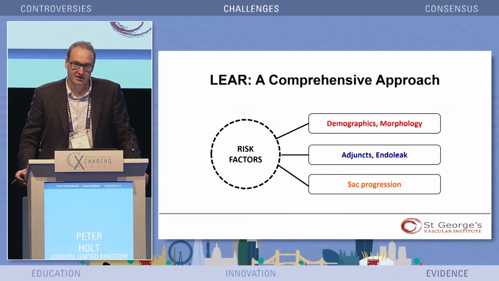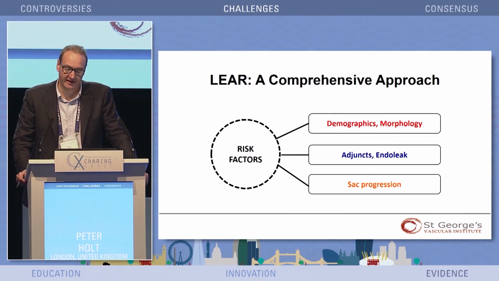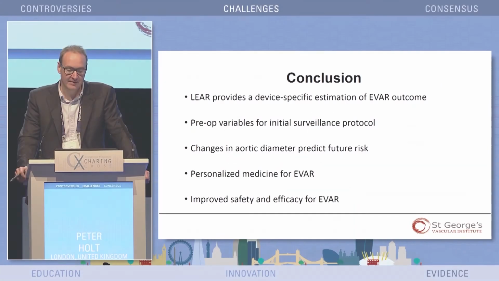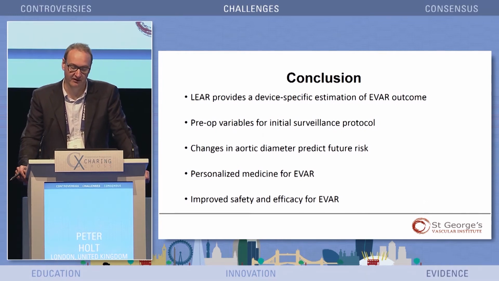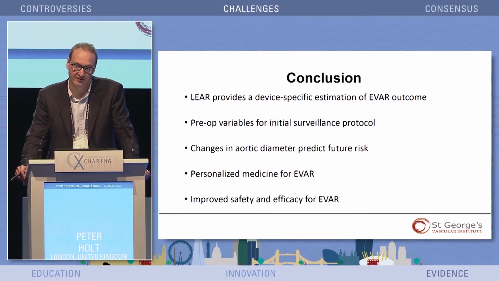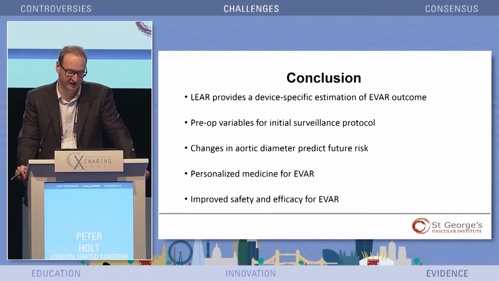So the LEAR project tries to develop a patient and graft-specific method of surveillance. It looks at preoperative morphology, things that can happen in the operation, such as the development of an endoleak and treatment of an endoleak, and then looks at sac progression in follow-up. So LEAR provides a device-specific estimation of EVAR outcome, but more importantly, it gives a patient-specific view of surveillance. Changes in aortic diameter can predict future risk. And personalised medicine for EVAR is clearly going to be the next frontier in improving both the clinical and cost effectiveness of endovascular aneurysm repair, and in so doing improving the safety and efficacy of EVAR.